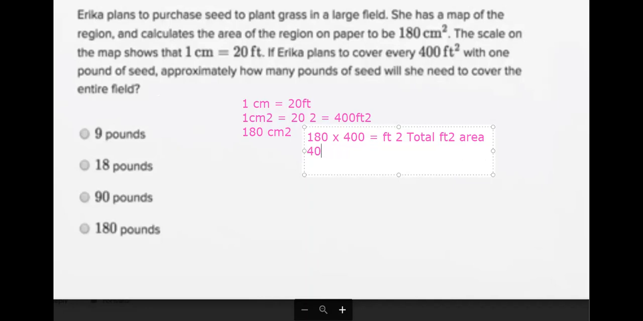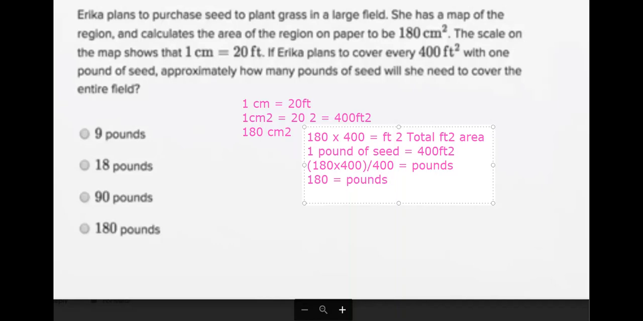So I am saying 1 pound of seed equals 400 feet square. For this total area, I would be dividing this complete figure by 400 feet in order to get the number of pounds. And of course 400 and 400 cancel, so only 180 is left, so it would be equal to 180 pounds.